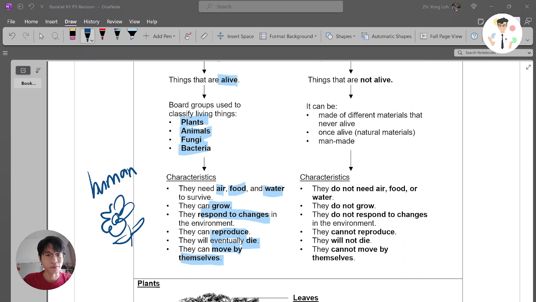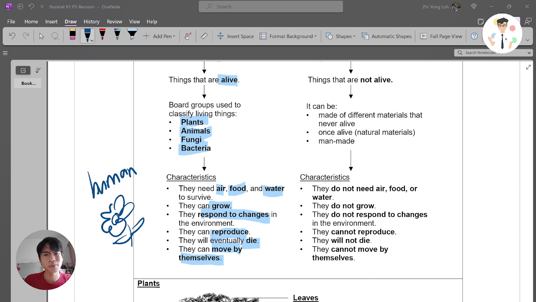Now, can plants grow? Yes. How about this plant, can they respond to changes? Of course, yes. For example, sunlight or when there's water. They will respond according to the changes in the outer factors. Can plants reproduce? Yes, as we learned in the different booklet, reproduction in plants. Will plants eventually die? Yes.